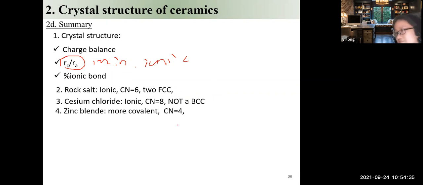Zinc blende, special one because it is more covalent. So from the RC over RA, the coordination number is supposed to be 6, but it's not. It is 4.